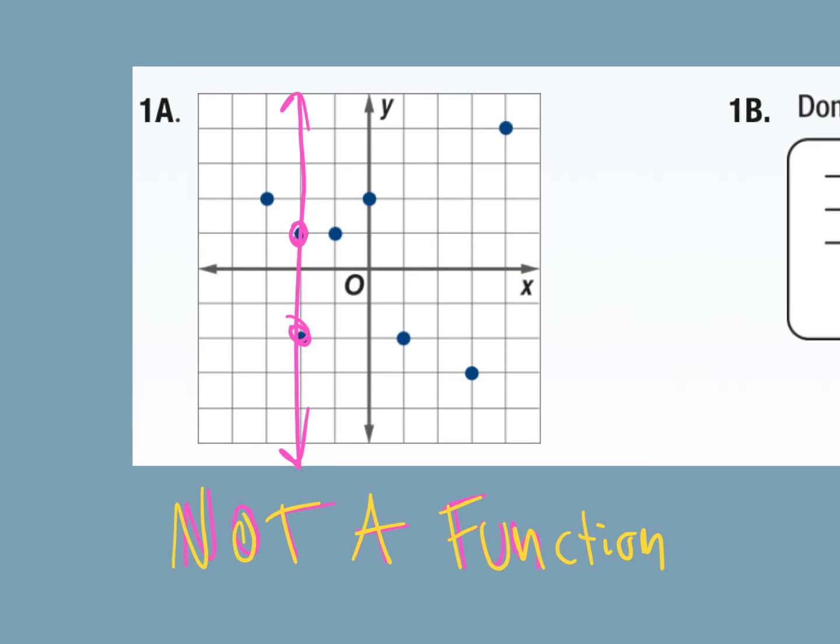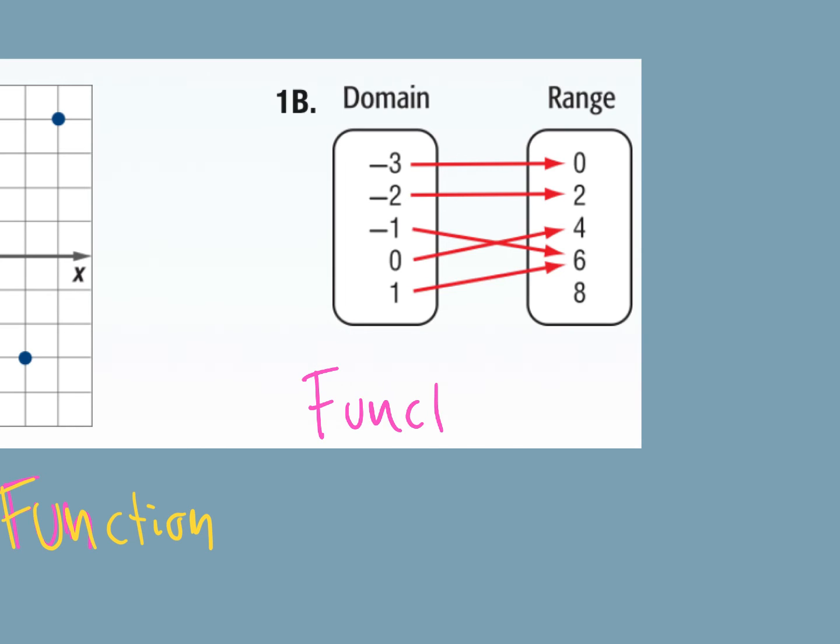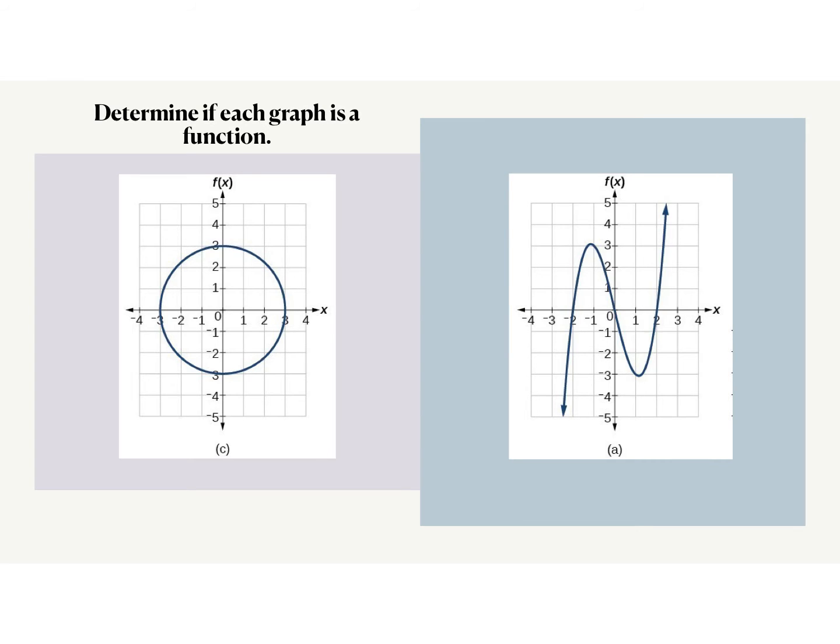All right, what about 1b? What do we think? Is it a function? Yes. Why? Because there's no x value that has 2 arrows going out of it, so this would be a function. Any questions here?